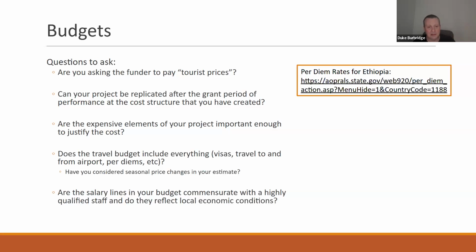Looking at the salary lines in your budget, you have to make sure that the salaries that you are paying make sense for a qualified person to do that. If you have somebody in Washington, D.C.